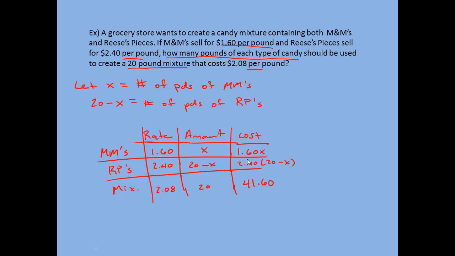So now that I know the cost of the M&Ms and the cost of the Reese's Pieces, if I add those together, that should equal the total cost for the mixture, and that's how we're going to get our equation. So our equation should be the cost for the M&Ms, $1.60x, plus the $2.40 times 20 minus x, the cost of the Reese's Pieces, will equal the total cost, which is the $41.60. And we'll do this equation on the next page. All right, so here's our equation.